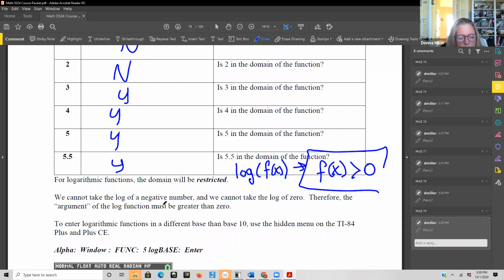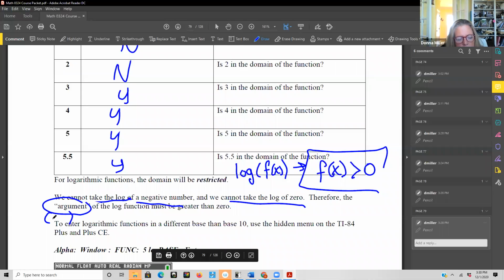Important, no negative numbers. You cannot take the log of 0. All right. The argument of the log function must be greater than 0. The argument is the thing inside the parentheses. So the argument of the log, whatever it is, has to be greater than 0.